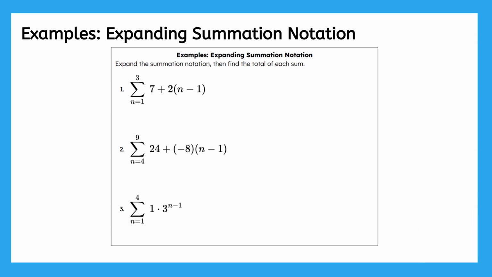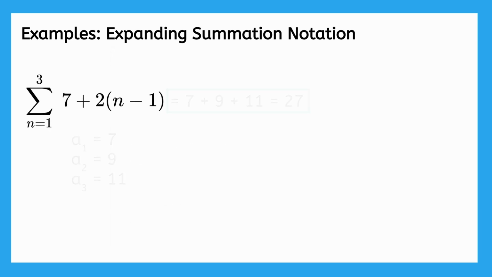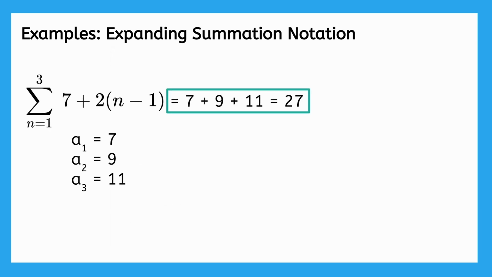How'd you do? Let's check our answers. For this sum, we needed terms 1, 2, and 3 in the given sequence. That gives us 7 plus 9 plus 11 for a total sum of 27.